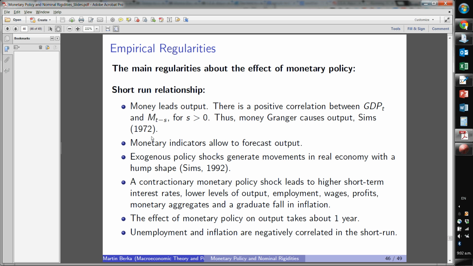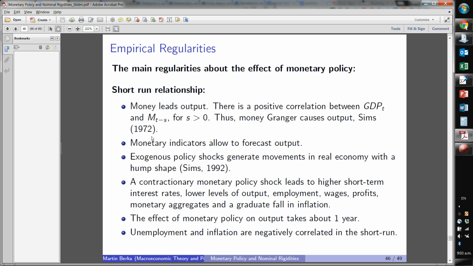So in the short run, money leads output. What that means is money changes happen first, before output changes. That's called leading or lagging a variable. So money leads output: positive correlation between GDP in period T and money supply in period T minus S, so a couple of months back, for some positive S. And it's been known for a while, since the 1970s. Also, if you want to make a buck forecasting output, you can use money supply in the short run. So money supply is pretty useful in the short-run forecasting of output.